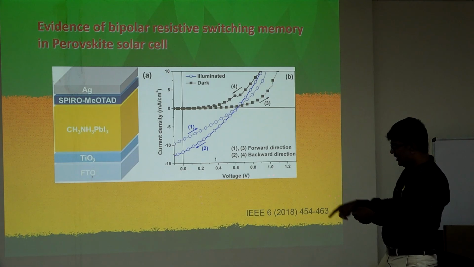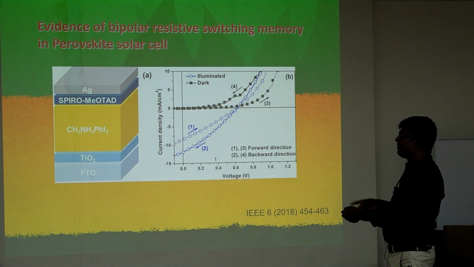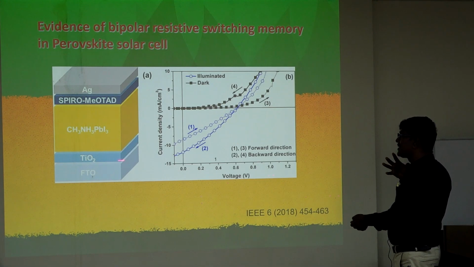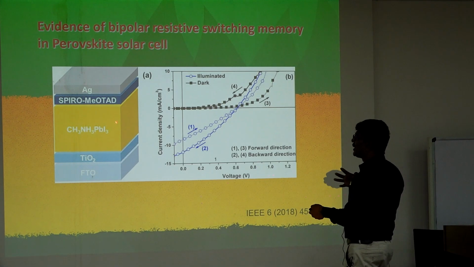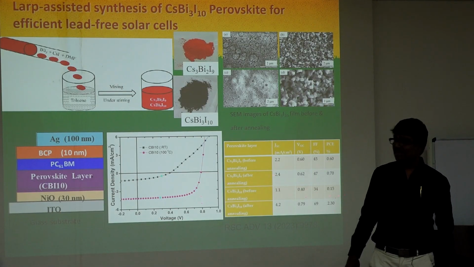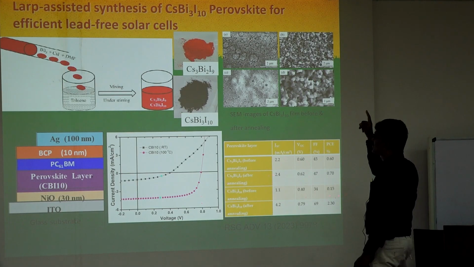Now we think this is a problem: the yellow compound is not stable and we need a glove box. So we want to replace this material in our laboratory with different molecules. We started working on a different method called LARP assisted synthesis of cesium bismuth iodide.